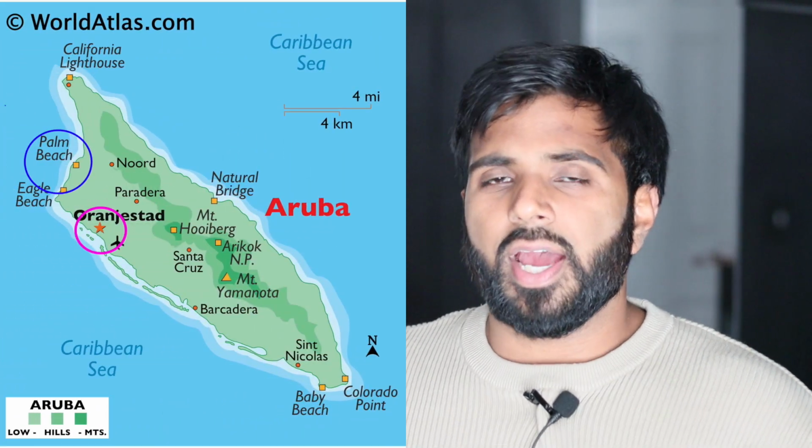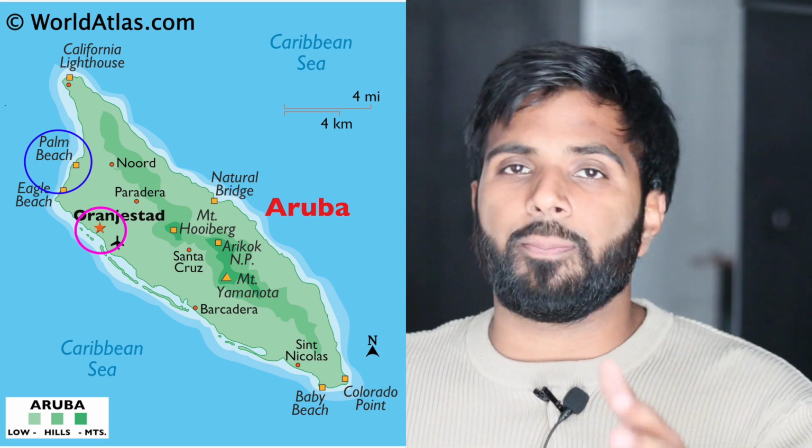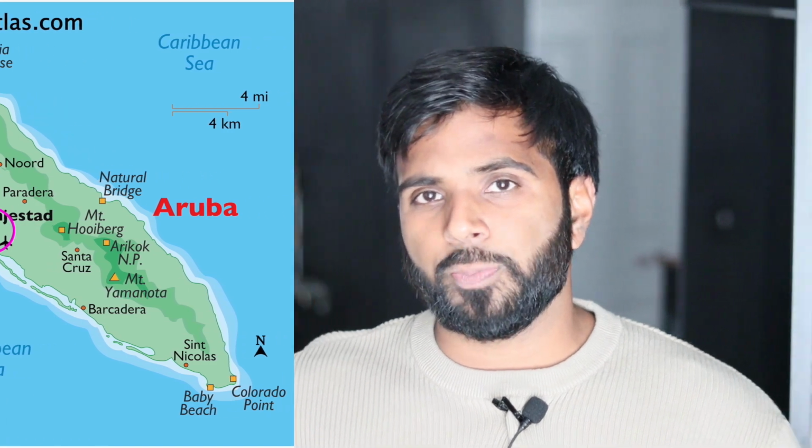All right, guys, so in terms of accommodation, there are 2 main places where people stay when they go to Aruba. There's a section in the north that's near Eagle Beach and Palm Beach, and then there's a section in Oranjestad. You either stay in Oranjestad or by Palm Beach and Eagle Beach. These are the main 2 places.